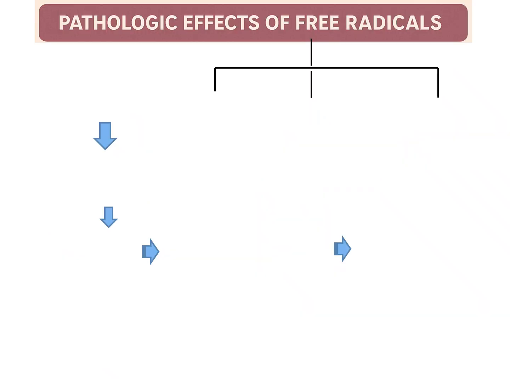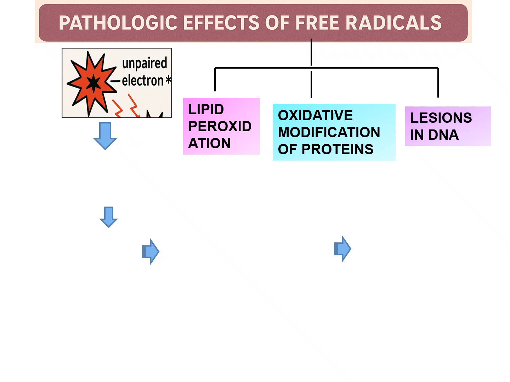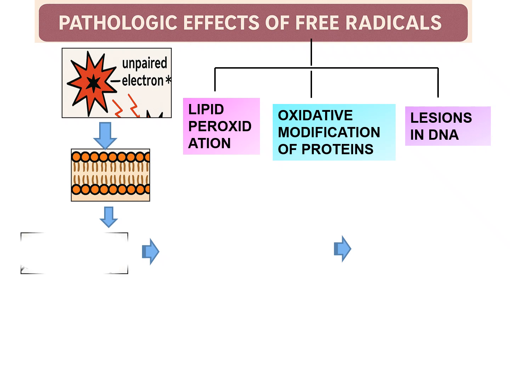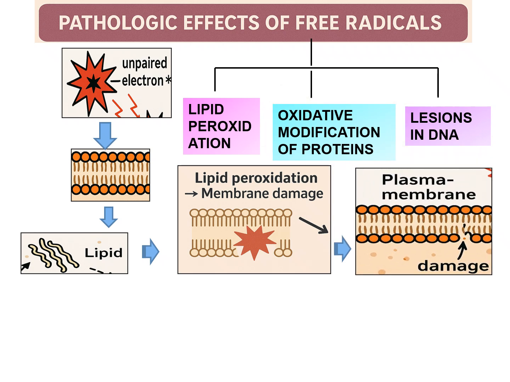Coming to the pathological effects of free radicals. These effects are because of three mechanisms, that is lipid peroxidation, oxidative modification of proteins, and lesions in DNA. Coming to lipid peroxidation first, what happens is the same mechanism which I told you in the starting. There are unpaired electrons in the outermost orbit of all the free radicals. So these unpaired electrons are going to react with the membranes, and in the membranes what are present? Lipids. So this unpaired electron tries to steal electrons from the lipids, and in that process it converts them into free radicals, that is lipid peroxides are formed, and these lipid peroxides cause membrane damage, finally leading to plasma membrane damage.